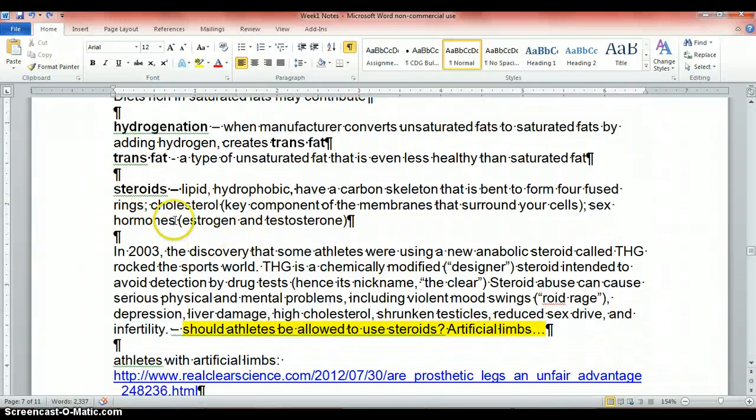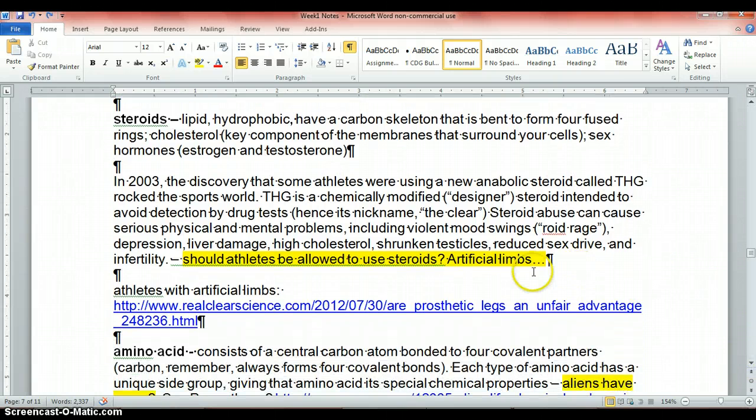Okay, so steroids, you always hear about these with sports. These are a lipid, they're hydrophobic, so they hate the water, and what we care about is they have cholesterol and sex hormones. This is really what causes problems, because of estrogen and testosterone. So if you're a guy taking a steroid, you're going to get some estrogen that your body's not usually used to. If you're a girl, you're getting that testosterone that your body isn't used to. This has caused, with people who abuse steroids, serious physical and mental issues: violent mood swings, depression, liver damage, high cholesterol, shrunken testicles, reduced sex drive, and infertility.